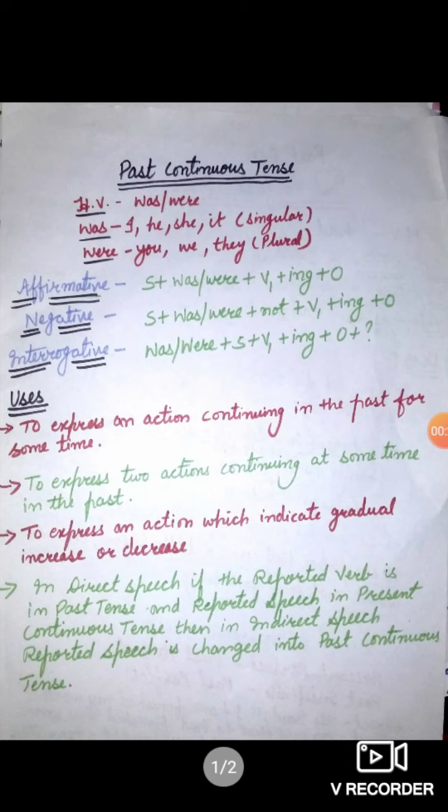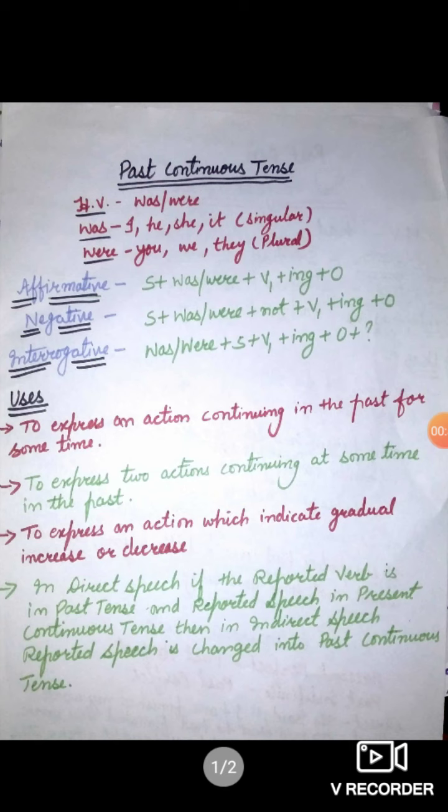Thereafter, now it's time to know the structure in affirmative sentences. As you all know, subject is used first, thereafter helping verbs, and as I just told you, helping verbs of past continuous are was and were. So the helping verb is used according to the subject. Thereafter, first form of verb, then ing, and at last object.